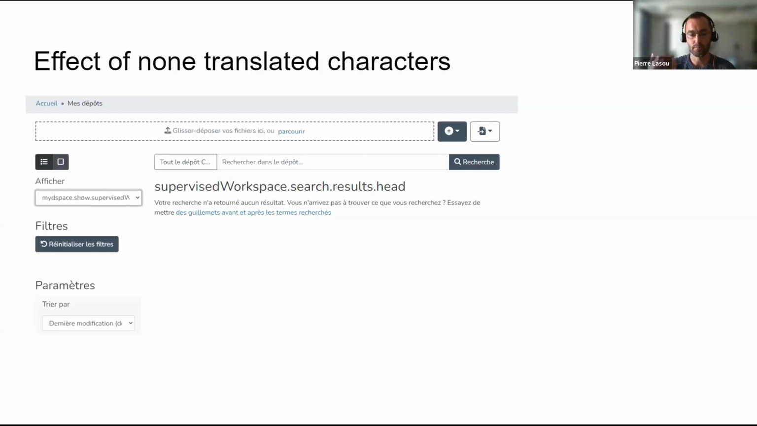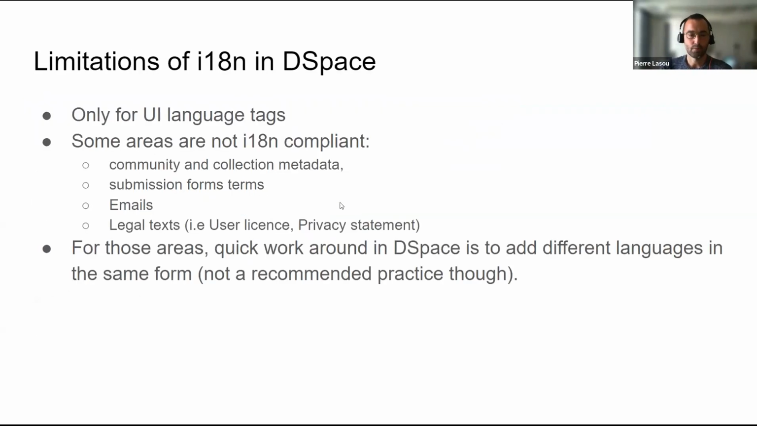So you need to work and propose new translations, but sometimes the release is already there. So that's one problem. There's also a limitation with the interface: not all areas of the software are covered. So you have some elements that are translated or multilingual and others that cannot. I provide some examples here: community and collection metadata, submission forms, which are the pages where users provide their content into DSpace. There's also emails.